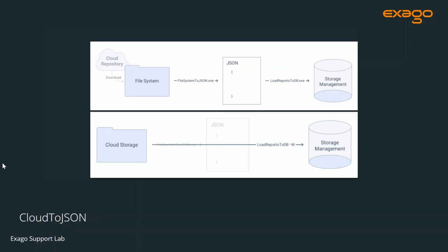All right, so very briefly, let's talk about options for transitioning from a cloud storage method. With cloud storage, you can actually transition one of 4 ways. You can download your cloud storage to the file system and then use Filesystem to JSON, just like we did, to create that JSON file. You can use Cloud to JSON to do the same without downloading your report storage, or in either case, you can use load reports to DB directly. As I mentioned before, and we'll demonstrate in a minute, load reports to DB has the option to read the file system or cloud storage directly and skip the intermediate JSON step.